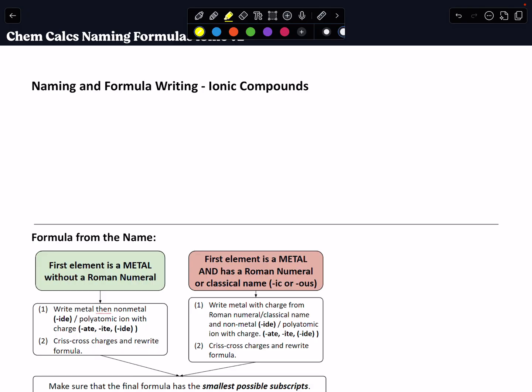This screencast is going to look at naming and formula writing rules for ionic compounds. If you're looking for the rules for covalent compounds, organic compounds, acids, or the hydrates, please make sure you check for those screencasts. Okay, so we're going to start with a definition of ionic compounds.